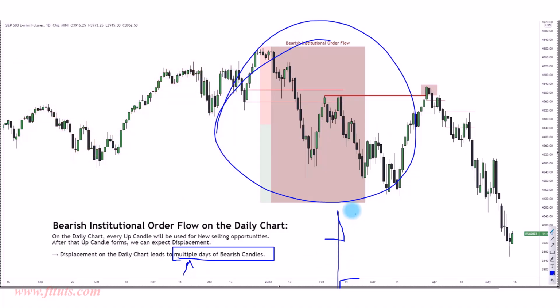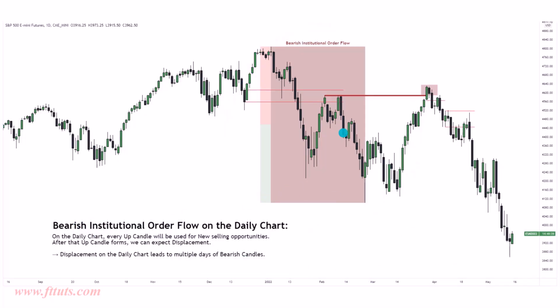But this is the easiest part once we understand what's going on in the long-term perspective. So if we understand that up candles produce displacement in price, every time displacement is happening, this is our bias. Multiple days of being a bearish seller.